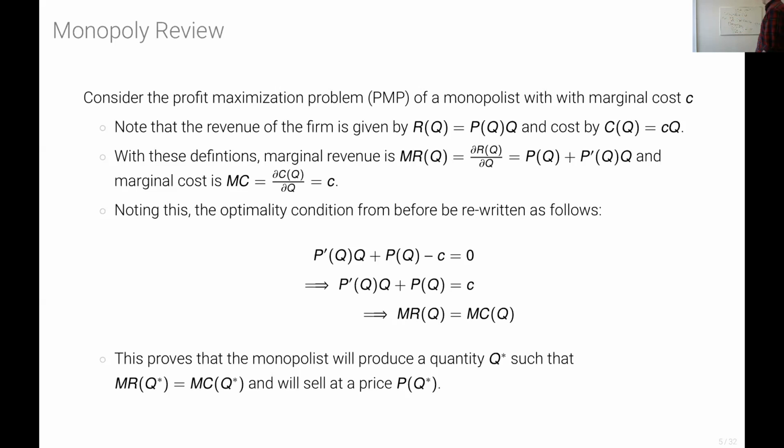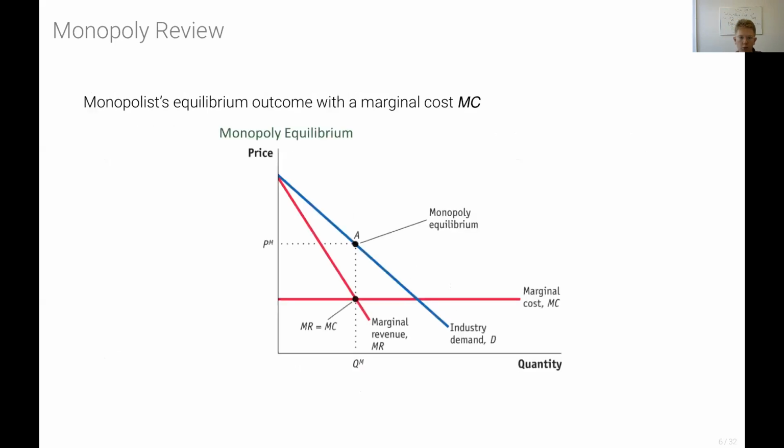And then what is it going to sell at? Well, if it produces Q star, then it will sell at an optimum price P, where P is a function of Q star. Okay, so that's just quickly reviewing how the monopolist chooses optimal quantities and prices. We'll see this a little bit more with an example.